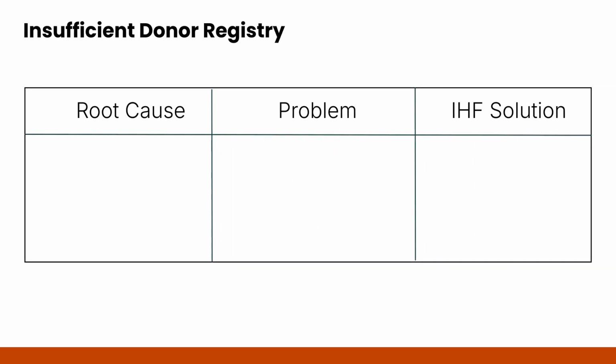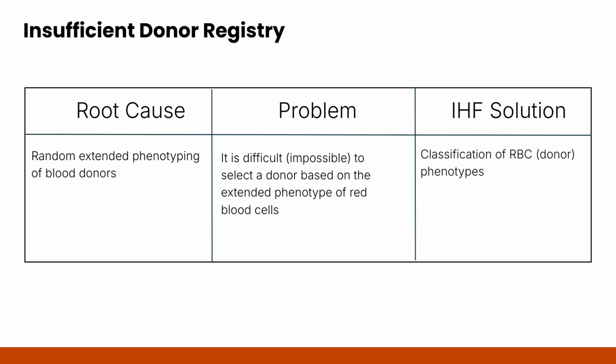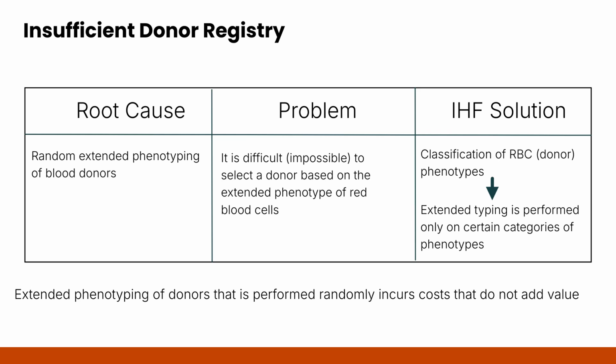Insufficient donor registry. The problem. It is difficult, if not impossible, to select a donor based on the extended phenotype of red blood cells. The root cause of this problem is the randomly performed extended phenotyping of blood donors. How does the IHF solution solve for this? By classifying donor RBC phenotypes. Extended typing is performed only on certain phenotype categories. Furthermore, extended phenotyping of donors that is performed randomly incurs costs that do not add value.